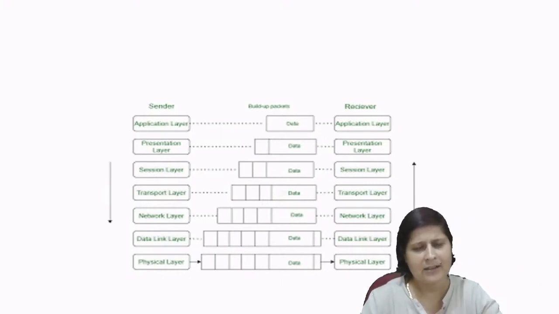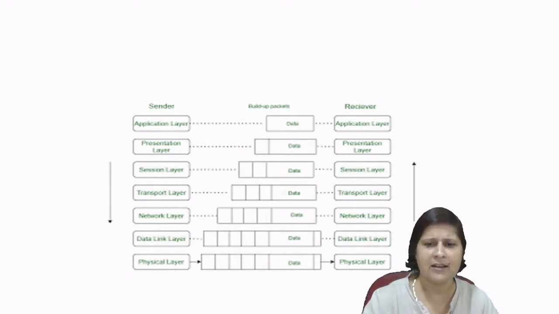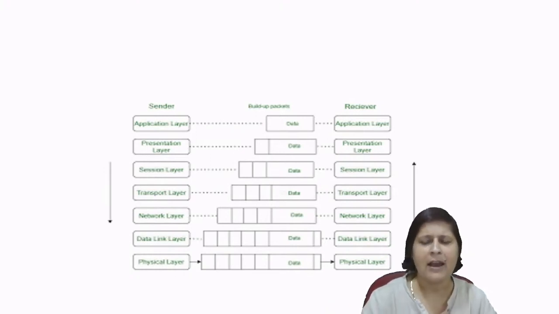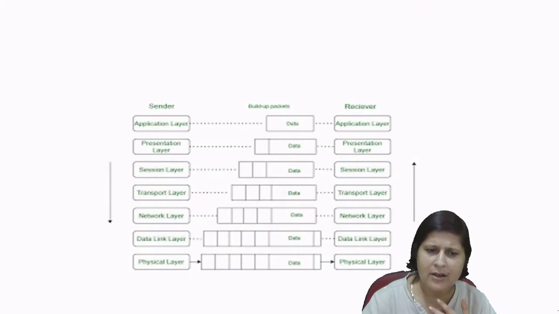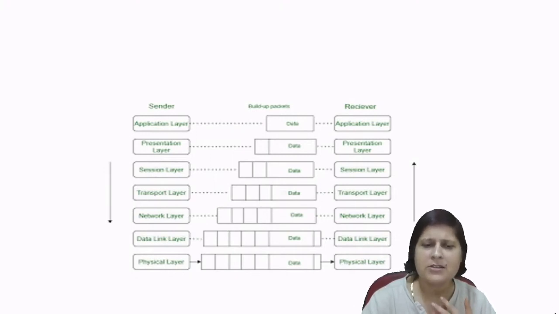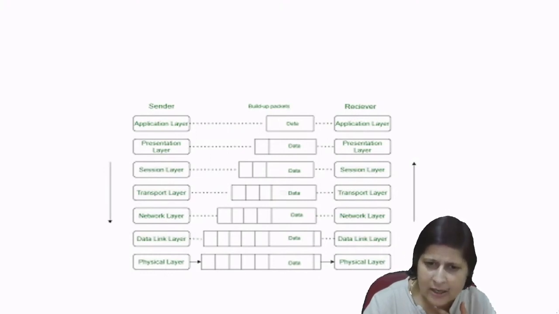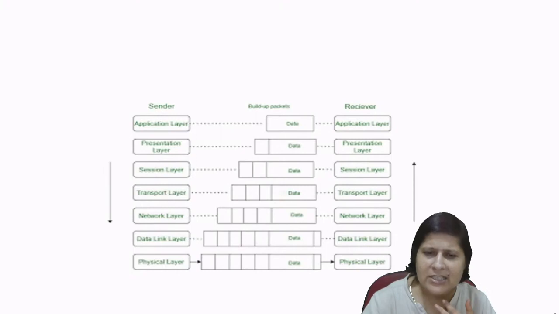On one side there is a sender, and on another side there is a receiver, right? And the 7 layers is the application. The first layer is the physical layer, second layer is the data link layer, third layer is the network layer, fourth layer of this model is transport layer, fifth is session layer, sixth is presentation layer, and seventh is application layer.